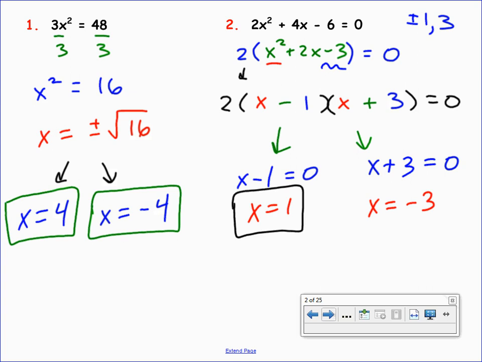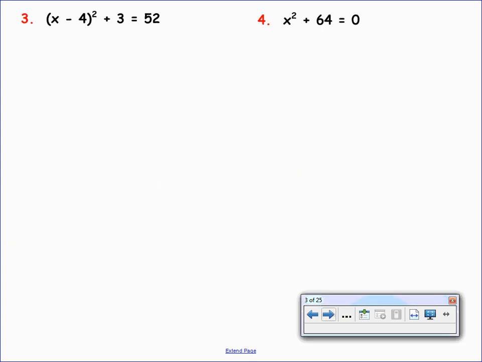I can do the same thing for negative 3. Negative 3 squared is 9 times 2 is 18, plus 4 times negative 3 is minus 12, 18 minus 12 is 6, 6 minus 6 does equal 0 too. So we've got both our solutions. So far, we've solved by taking the square root, we've solved by factoring, right? Now, let's go ahead and see what method might be best for number 3.